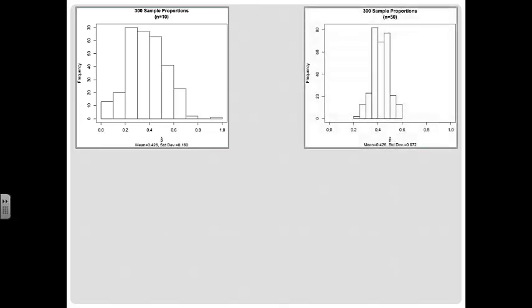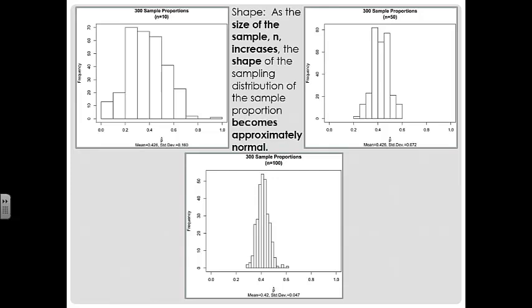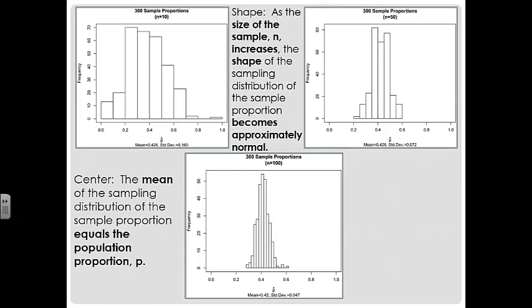All right, so here is the histogram for when n equals 10. Here's the histogram for when n equals 50, and this is the histogram for when n equals 100. What do you notice is happening here? It's getting closer and closer to a normal distribution. So look at the shape. As the size of the sample n increases, the shape of the sampling distribution of the sample proportion becomes approximately normal. The center, the mean of the sampling distribution of the sample proportion, equals the population proportion.